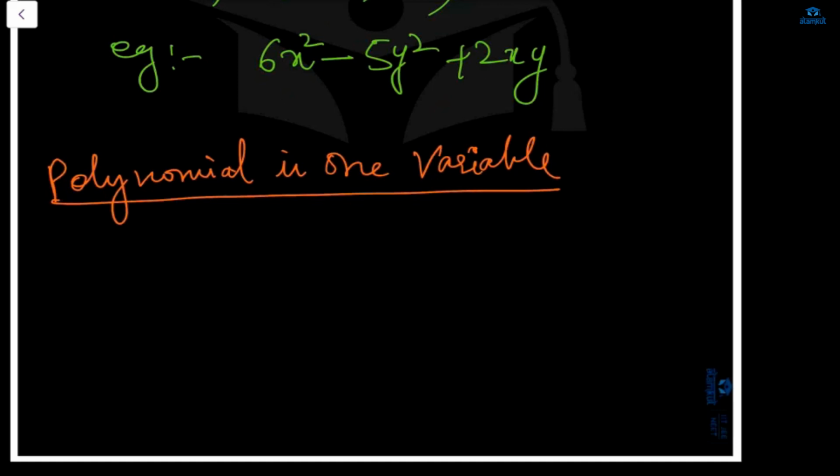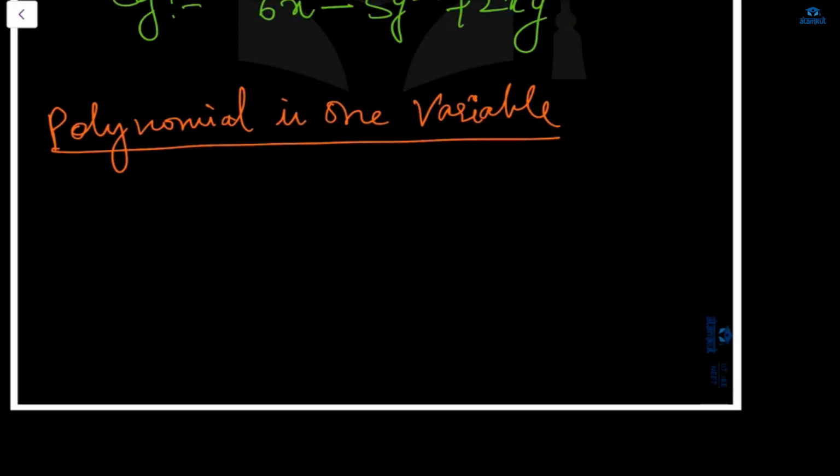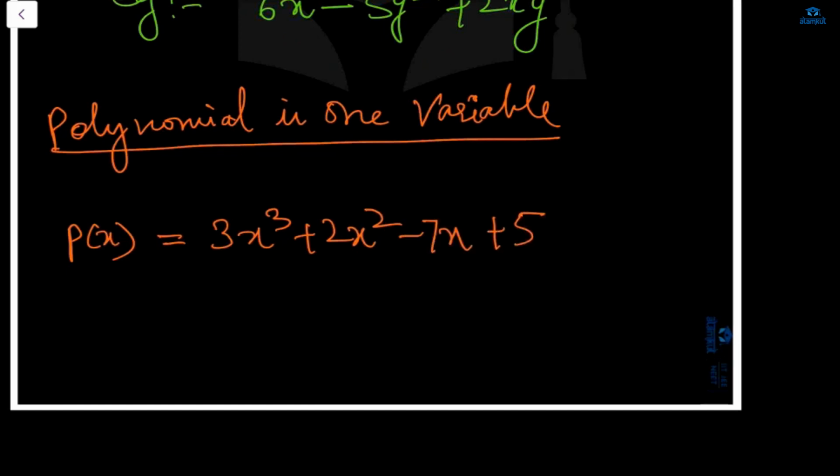Now let me explain. We generally denote a polynomial with p(x). This is the term used for denoting a polynomial. For example, if I'm writing a polynomial: 3x cubed plus 2x squared minus 7x plus 5. This is a general polynomial; you can write many different polynomials. In this you can see that this value is called the exponent, or you can say degree.